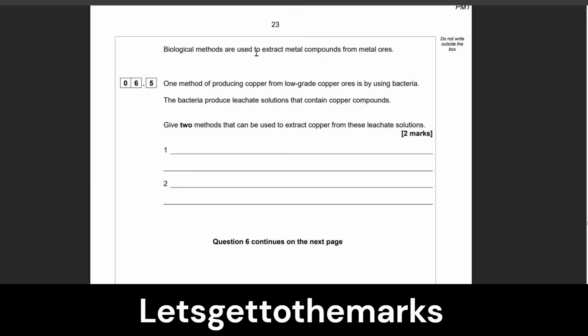Biological methods are used to extract metal compounds from metal ores. Question 6.5: one method of producing copper from a low-grade copper ore is by using bacteria. The bacteria produce leachate solutions that contain copper compounds. Give 2 methods that can be used to extract copper from these leachate solutions. Why don't you pause the video, have a go, and then I'll go through the answers.